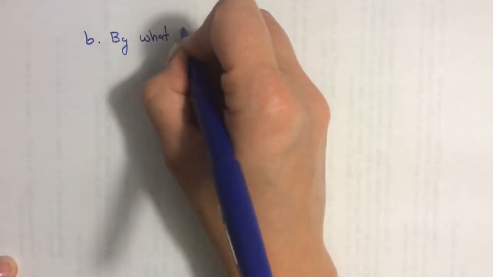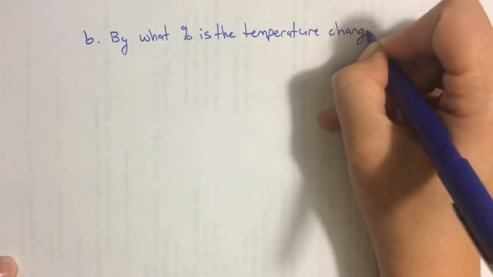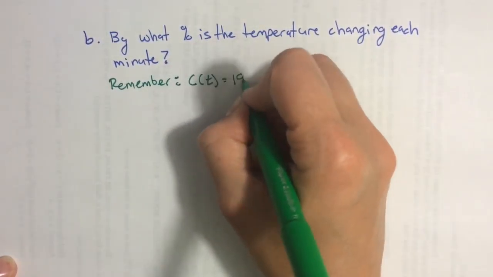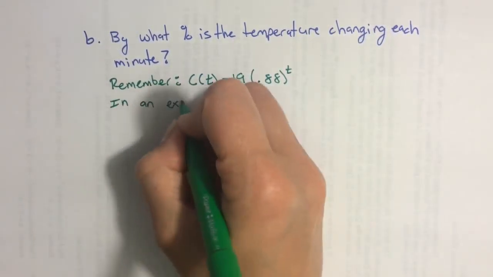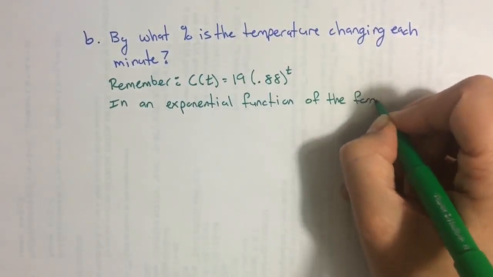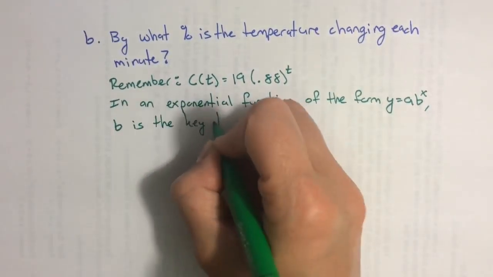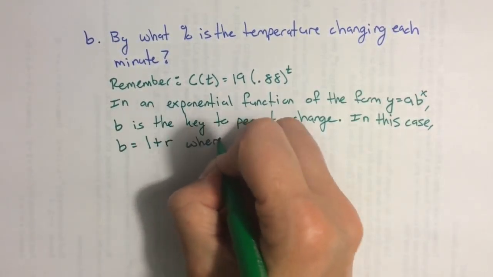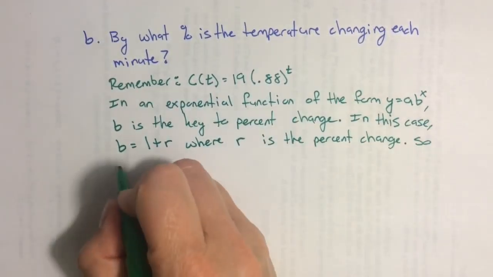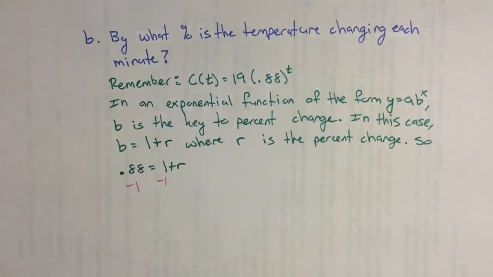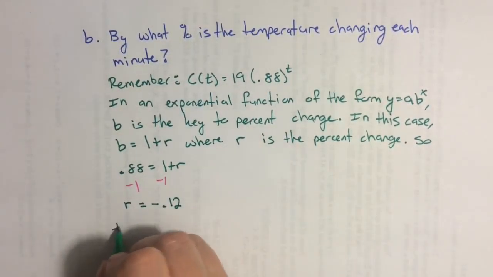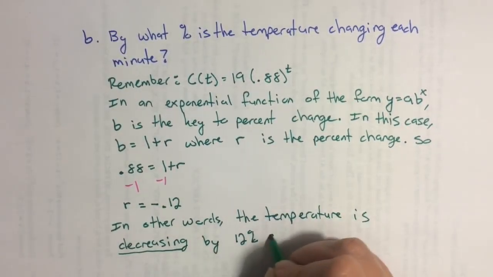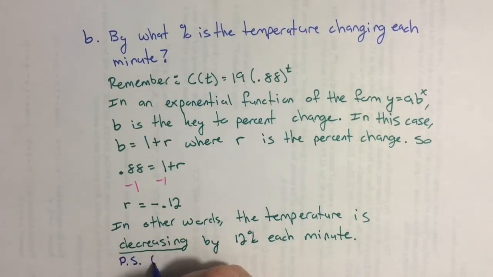Next, we're going to see what percent the temperature is changing each minute. Remember, we have a particular formula for this sandwich. Whenever you have an exponential model of the form y equals ab to the x, the b, the base, is the key to figuring out the percent change. That b is always 1 plus the percent change. So we can use that to solve for the percent change. Notice that we get a negative percent change, which tells us that the temperature is decreasing rather than increasing. A positive percent change would tell us that the temperature was increasing.